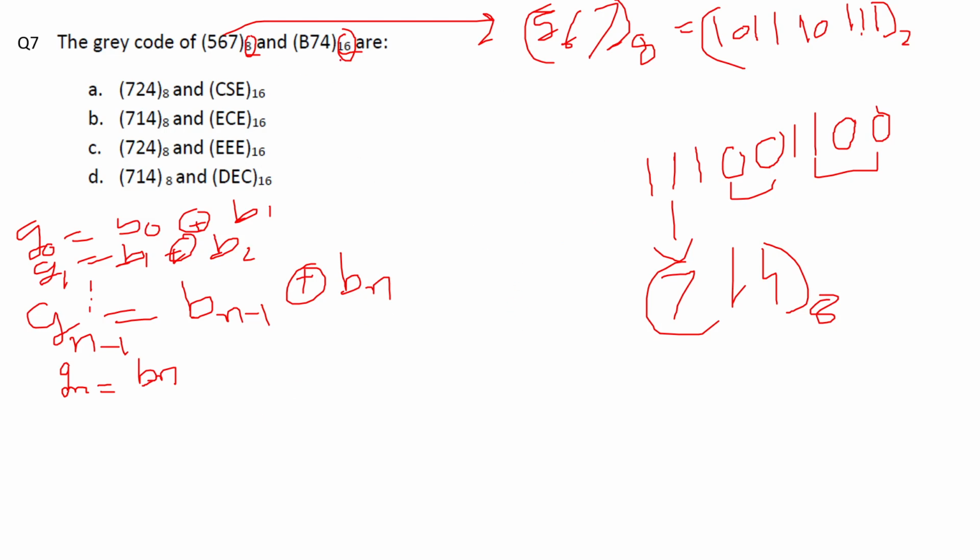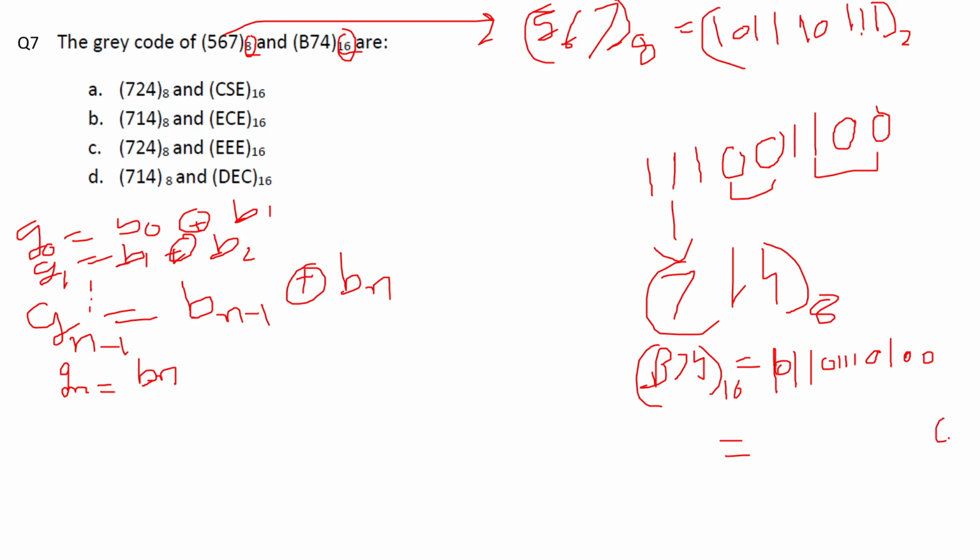Now B74, this B74 is in hexadecimal system. So this B74 can be converted into binary by taking each digit and writing its 4-bit equivalent. So it's 0 1 0 0 for 4. For 7 it's 0 1 1 1, and for B, which is 11, that is 8 plus 2 plus 1, so 1 0 1 1. And similarly we will convert it into its gray code.